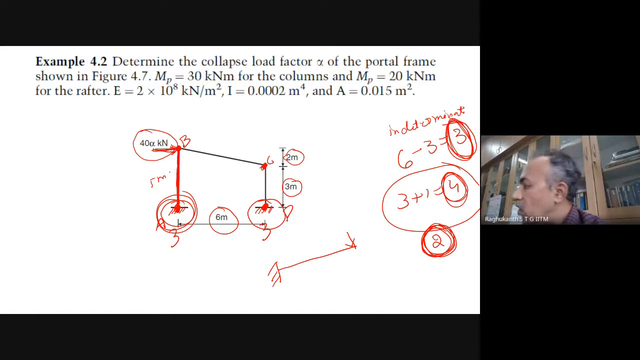So anyway, I will stop here. We will continue in tomorrow's class, and we will see step by step, incrementally, how this portal frame is going to collapse. So I will stop here. If there are any questions, you can ask me.